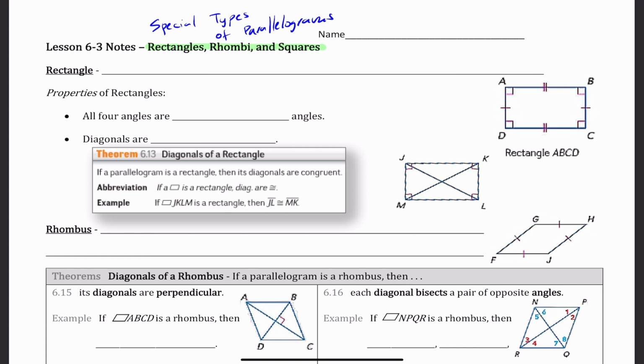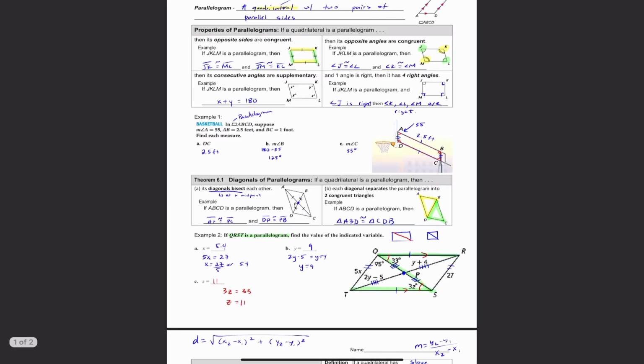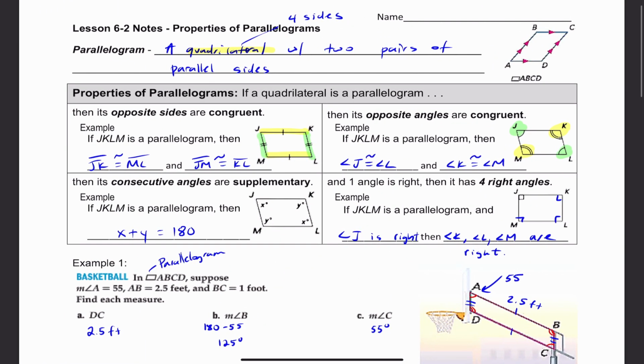And they have these properties. One of them was, if we go back to the old notes, opposite sides are congruent, opposite angles are congruent, consecutive angles are supplementary, and if one angle is right, then all four angles are right, okay? Those are the first four properties that we were talking about.